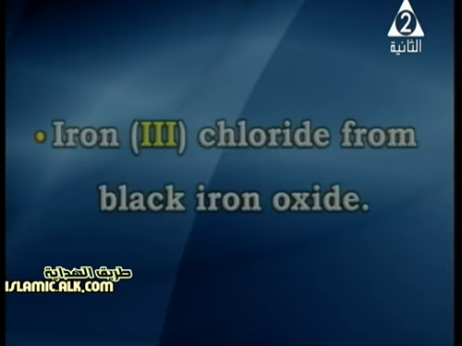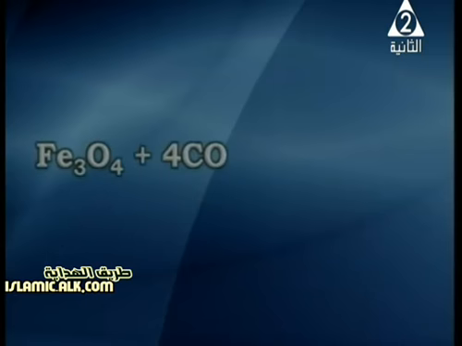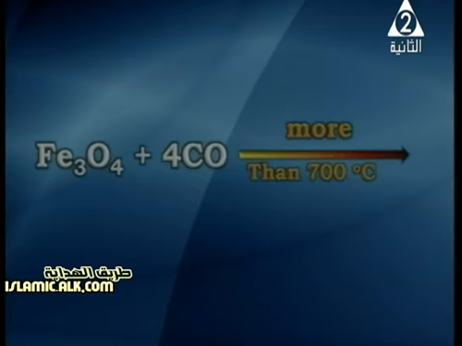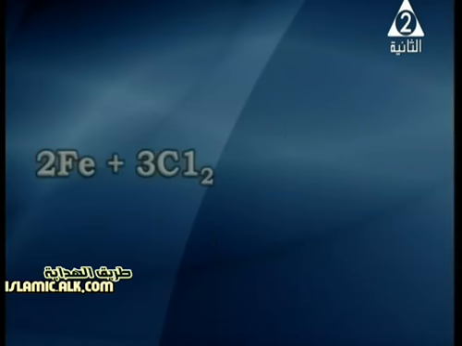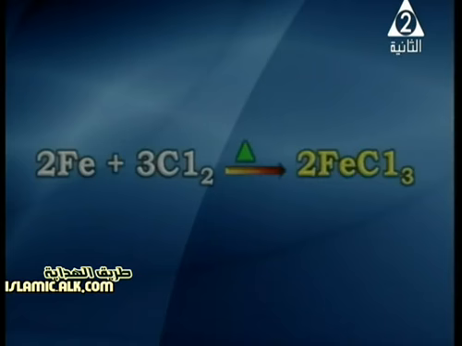Iron 3 chloride from black iron oxide. As the equation proceeds on the screen, Fe3O4 plus 4CO, at more than 700 degrees Celsius, gives iron and 4 carbon dioxide gas are produced. Then iron plus chlorine by heat gives iron 3 chloride.